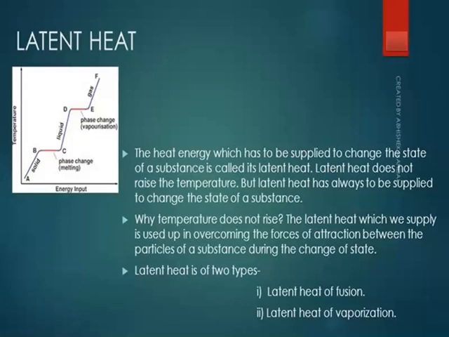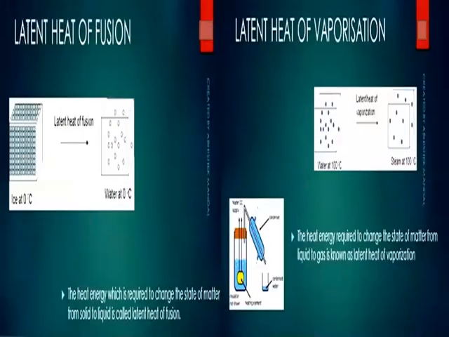Latent heat does not raise the temperature, but it has always to be supplied to change the state of a substance. Why does temperature not rise? The latent heat which we supply is used up in overcoming the forces of attraction between the particles of a substance during the change of a state. It is of two types: latent heat of fusion and latent heat of vaporization.